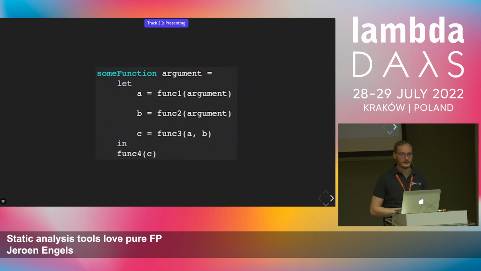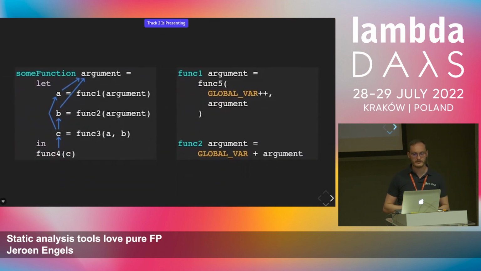To showcase that, let's look at what dependencies are in a function. Here, for instance, we see that both A and B reference arguments. That means that both A and B depend on arguments. The values of those depend on arguments. We see that C references A and B, so C depends on A and B. And the return value references C, so that depends on C. That's very easy. You can see it at a glance, and so does a static analysis tool.